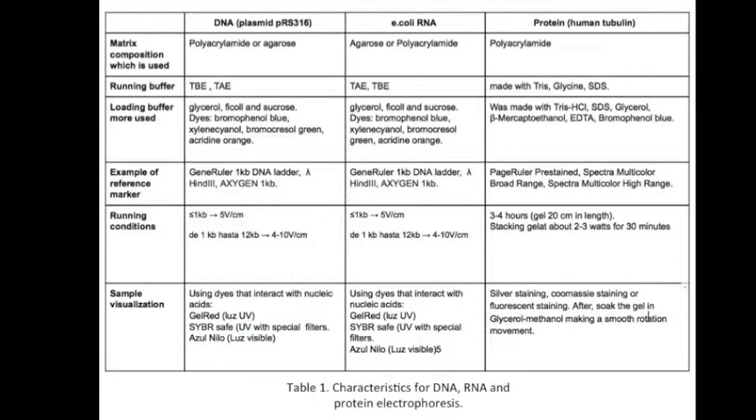In this table, we can see the factors that we have to know if you want to make an electrophoresis. For DNA and RNA, a polyacrylamide or agarose matrix is commonly used, with TBE or TAE buffer, using dyes like HealthRed or CyberSafe. When you are working with proteins, the sample visualization can be with silver staining, Coomassie staining, or fluorescent staining. Finally, you have to soak the gel in glycerol methanol, making a smooth rotation movement. In this way, we can easily see the strips in the gel.